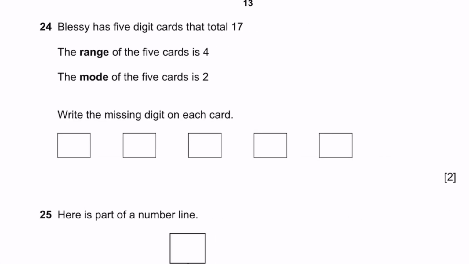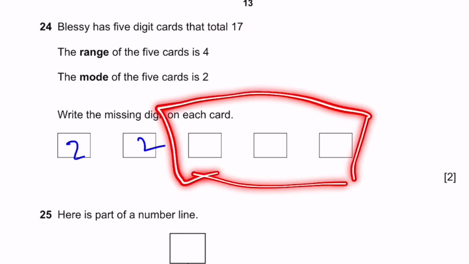Like this. Question 24. Blessy has 5-digit cards that total 17. The range is 4 and the mode is 2. Add the missing digit on each card. So the mode is 2, so there should be at least 2 2s, otherwise it's not possible. Total is 17. So that means these 3 cards must add up to 13.